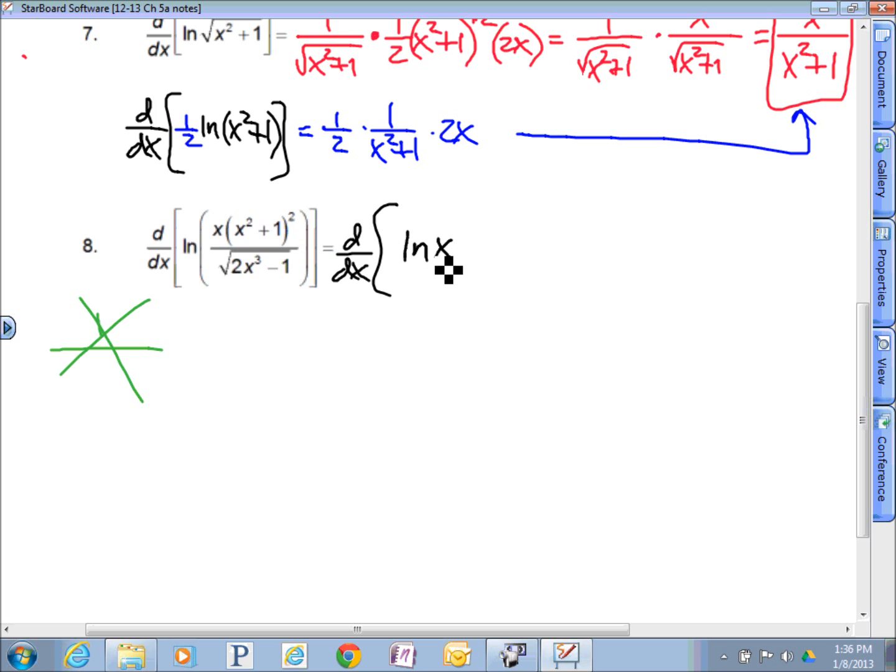Natural log of x times, so I've got multiplication, so let's split it into addition. And then I've got natural log of an x squared plus 1. And that x squared plus 1 was being raised to a power of 2. Let's make that 2 a coefficient.